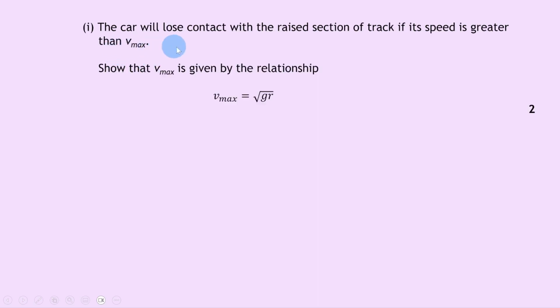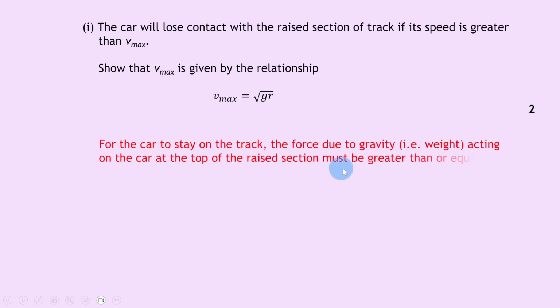B part 1 says the car will lose contact with the raised section of track if its speed is greater than Vmax. Show that Vmax is given by the relationship Vmax equals the square root of gr, worth 2 marks. Well, we can say that for the car to stay on the track, the force due to gravity, i.e. the weight acting on the car at the top of the raised section, must be greater than or equal to the centripetal force needed to maintain circular motion.